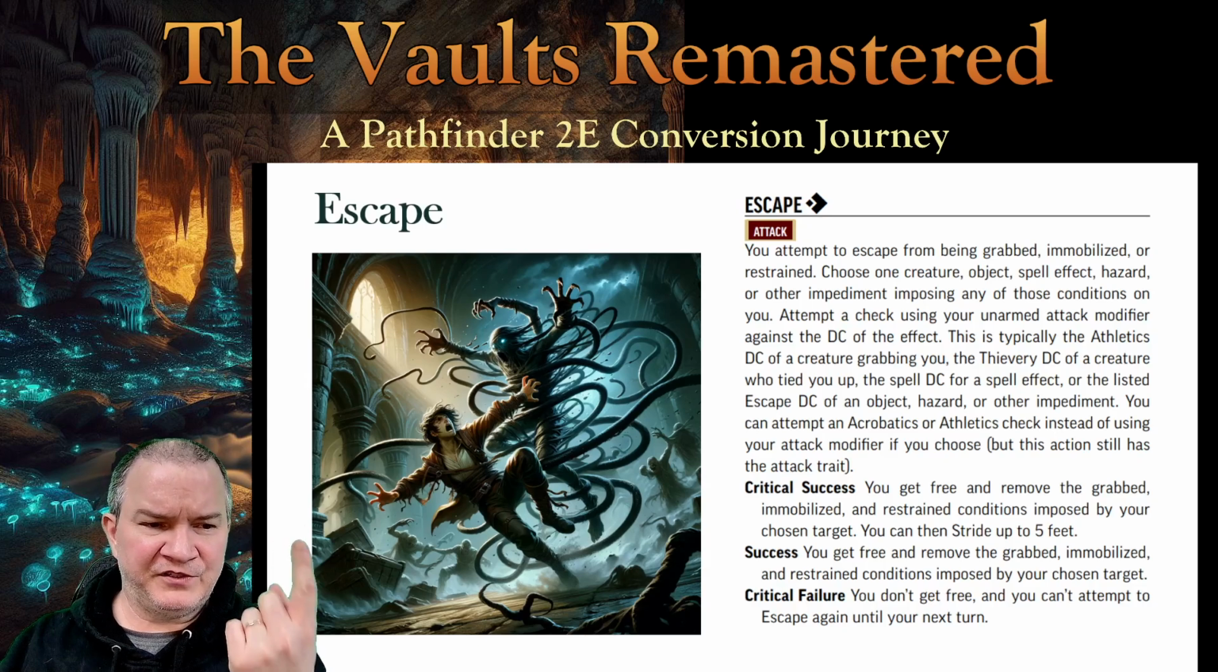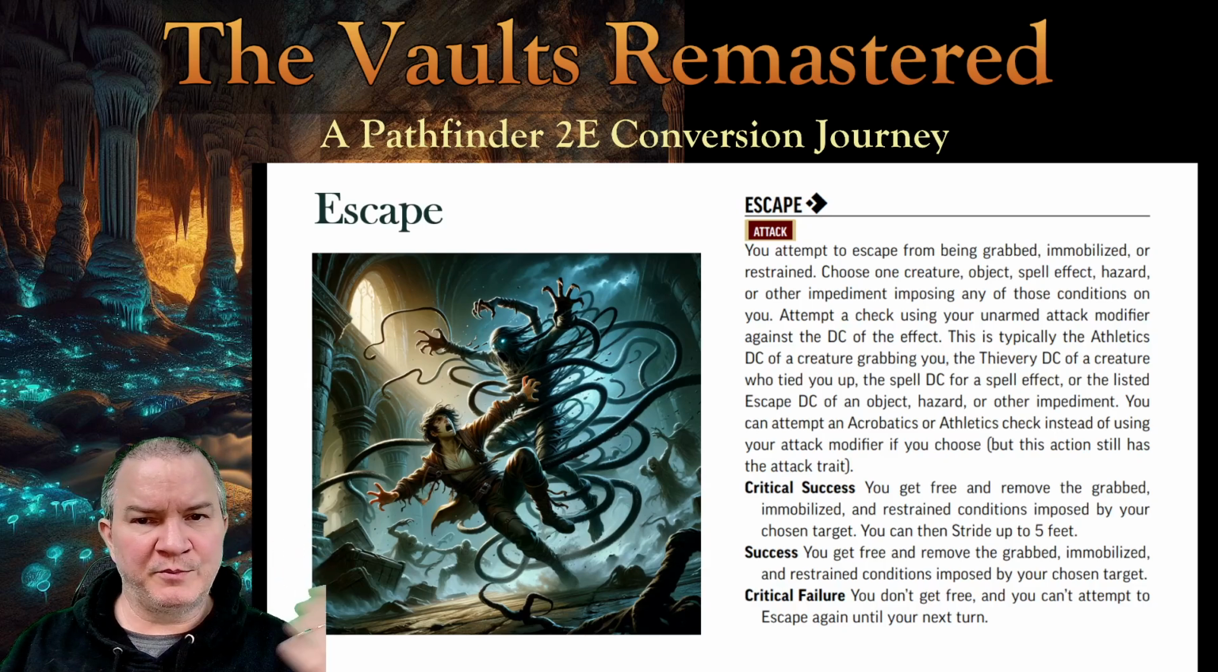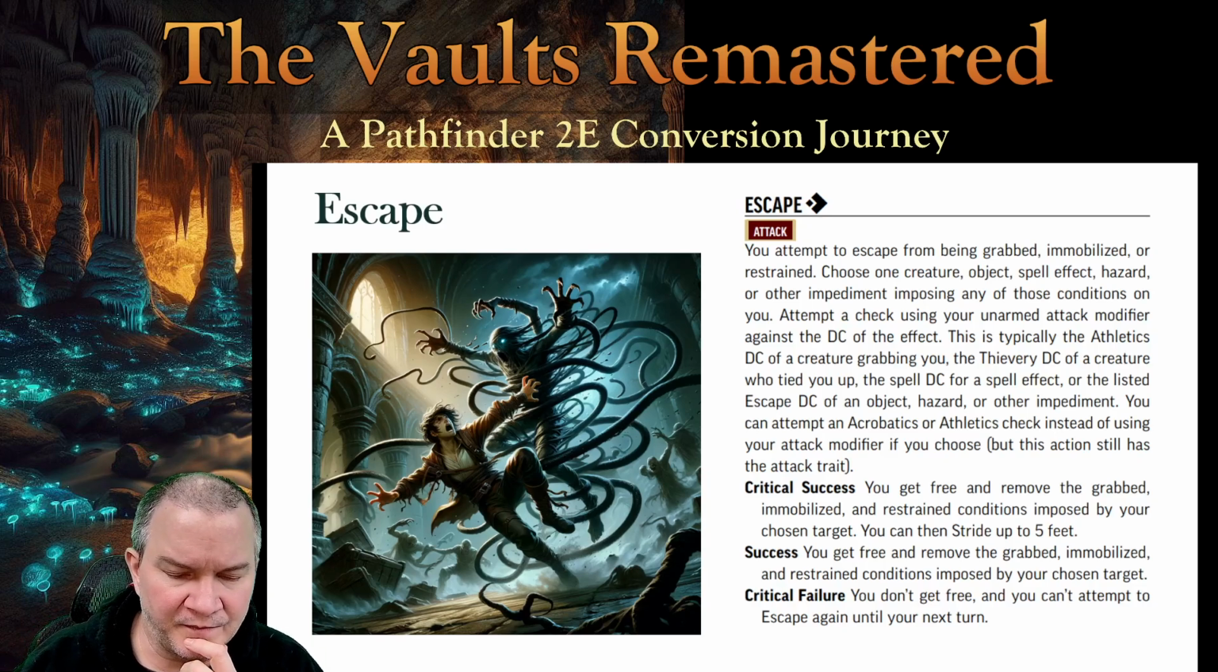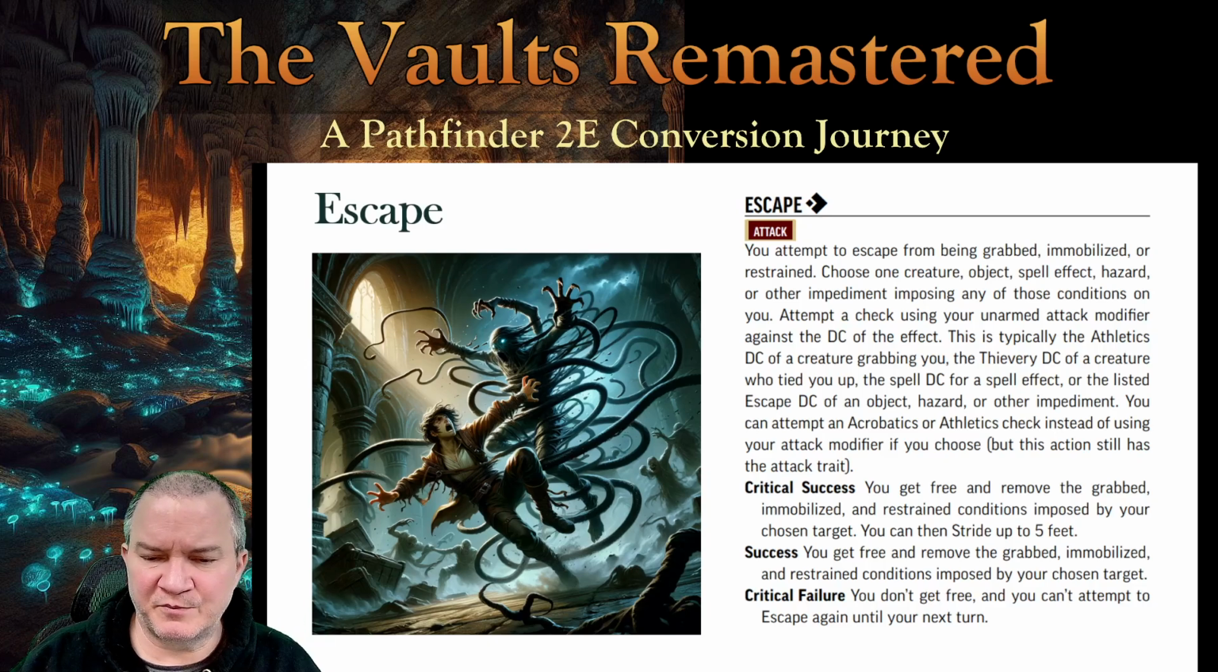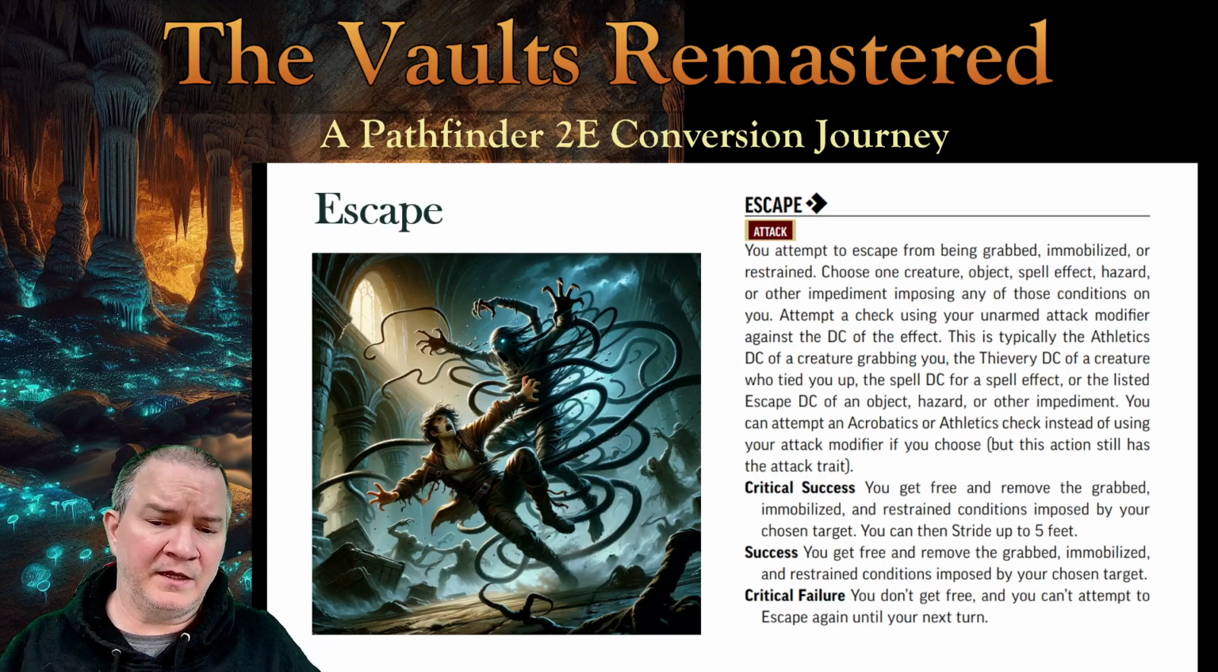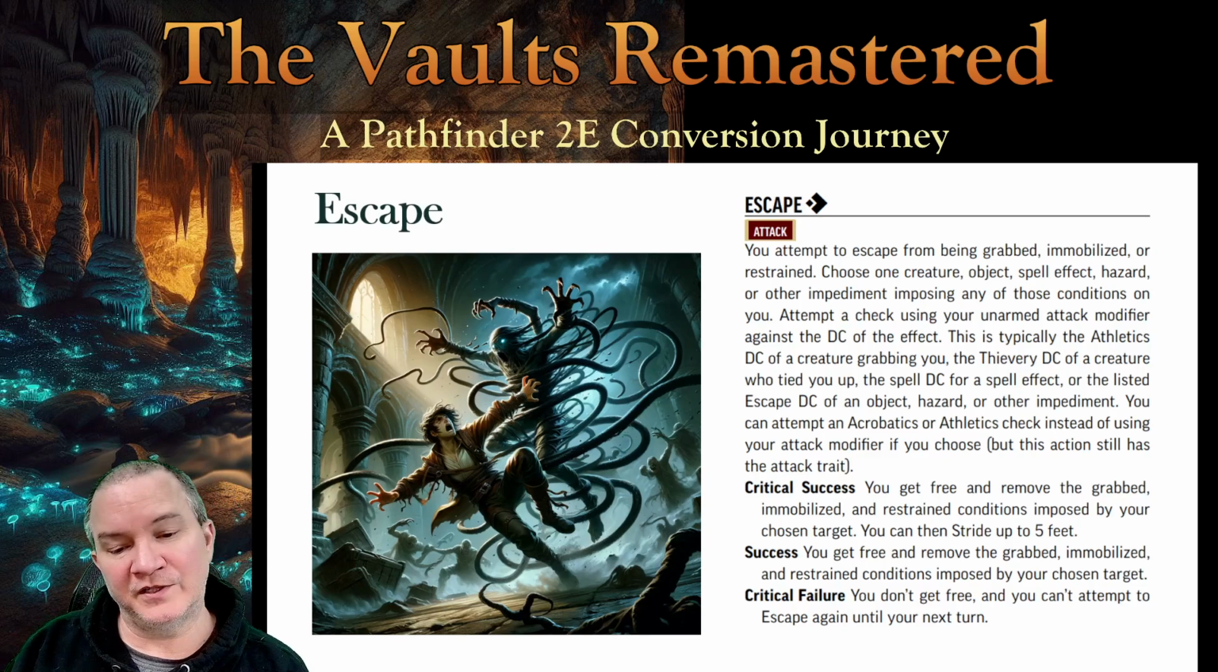So if you're restrained by multiple targets, you're only breaking loose of one of them. It's not all of them. You then stride 5 feet. You can stride 5 feet. You don't have to. That's going to become important in a second because there's something I have a question about. Success is you just break free of one of those things that's got you. And then failure, of course, you don't break free. And then critical failure, if you roll 10 or lower than the number you needed, you don't get free, and you can't attempt any more escapes until your next turn.